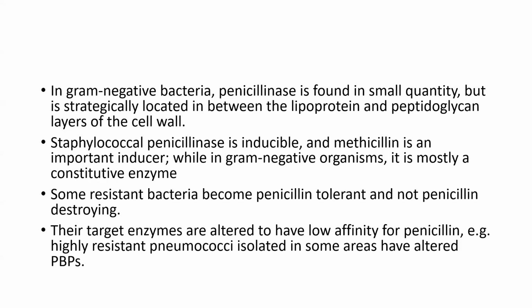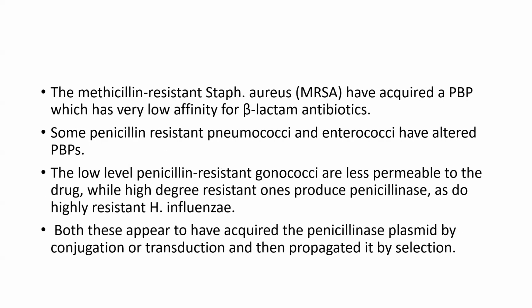Highly resistant pneumococci isolated in some areas have altered PBP. The methicillin-resistant Staphylococcus aureus have acquired a PBP which has low affinity for beta-lactam antibiotics. Some penicillin-resistant pneumococci and enterococci have altered PBP. Low level penicillin-resistant gonococci are less permeable to the drug, while the high degree resistant ones produce penicillinase, as do highly resistant H. influenzae. Both of these appear to have acquired a penicillinase plasmid by conjugation and transduction, and propagated it by selection.